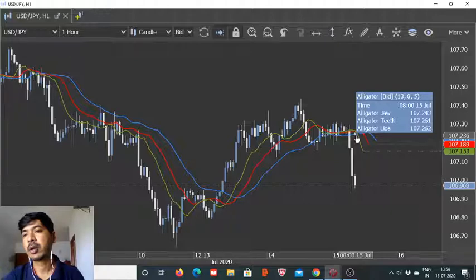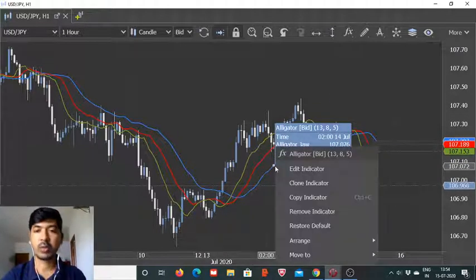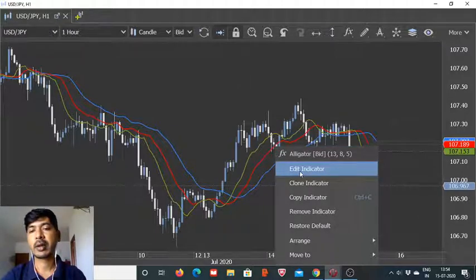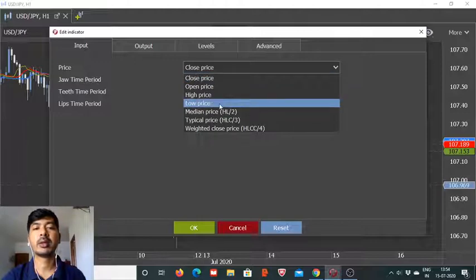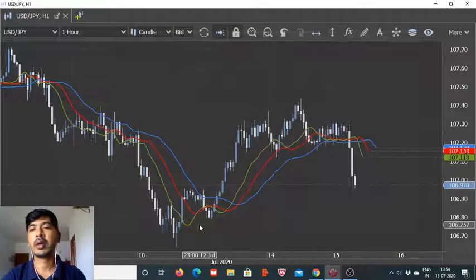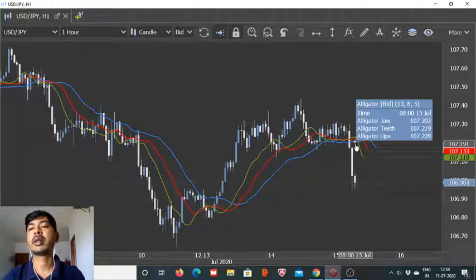The current value of jaw is 107.243. Now if we edit it to display the alligator output value when calculated on the low price, so here is the calculation done on the low price, and as you can see, now the alligator jaw value is at 107.202. So it has shifted on the downside by almost 4 pips.